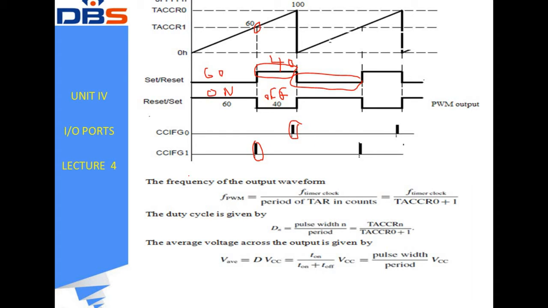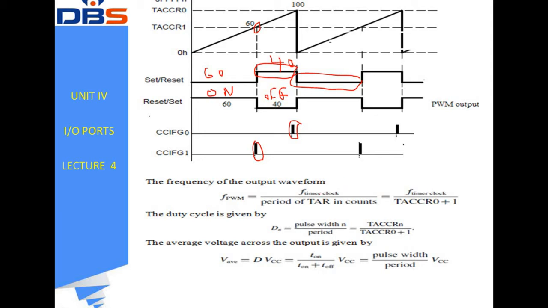Okay, so now we are going to calculate the frequency of the output. How is it calculated? The frequency of pulse width modulation is equal to the timer clock frequency divided by the period of TAR in counts. TAR is a counter register. For example, if you are taking it as 100%, then the TAR value becomes 99, and TACCR0 means 99 plus 1, which is nothing but 100.